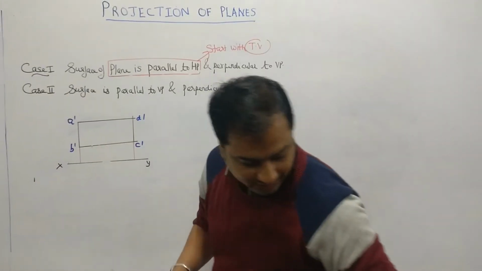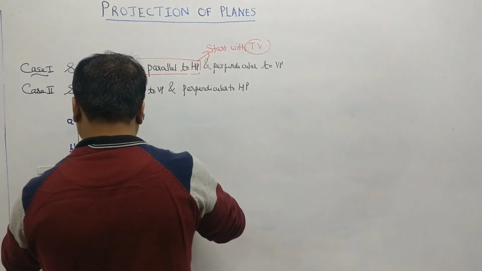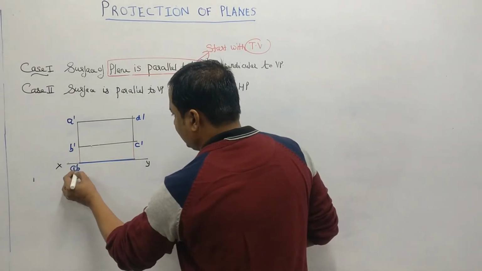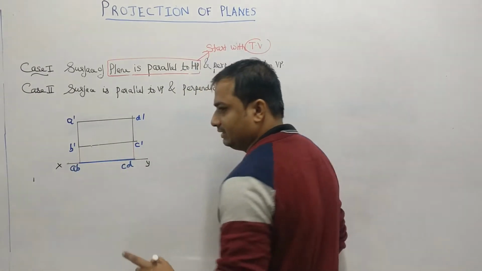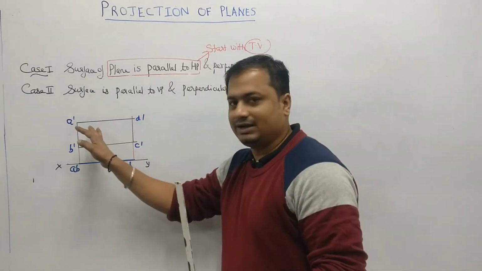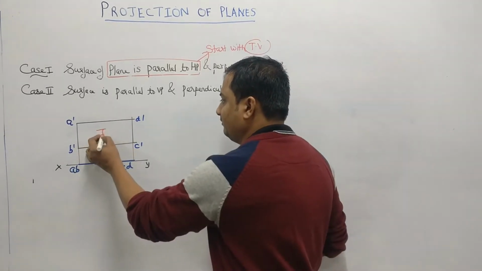Now the top view I have taken on the XY. I will be taking the top view on XY itself, just similar to case 1. So now this will be my AB and this will be my CD. So the front view will be a rectangle and the top view will be a line. So this will be my true shape in the front view.